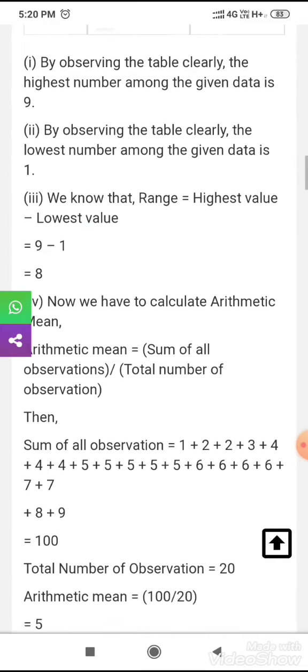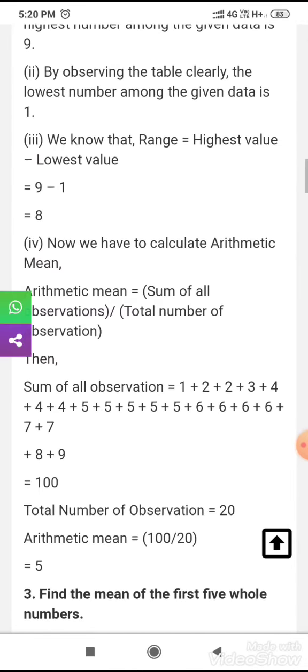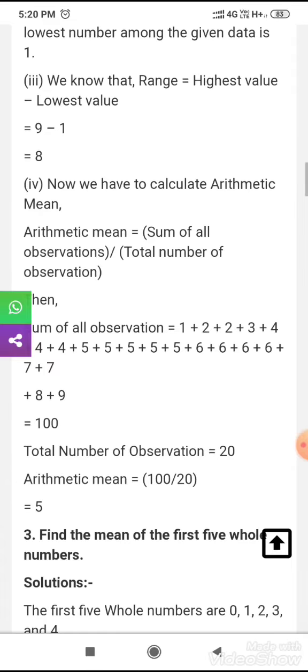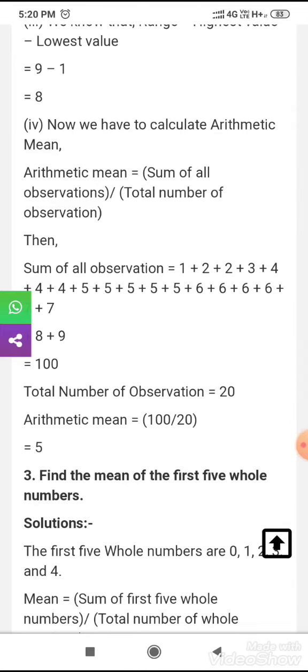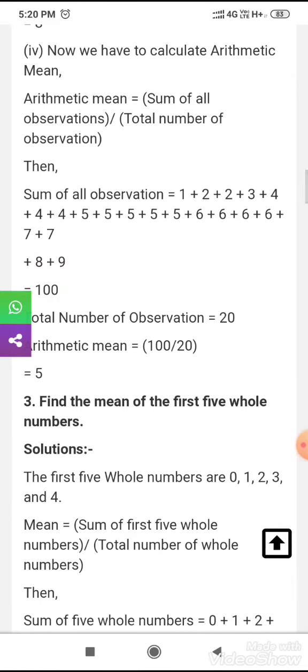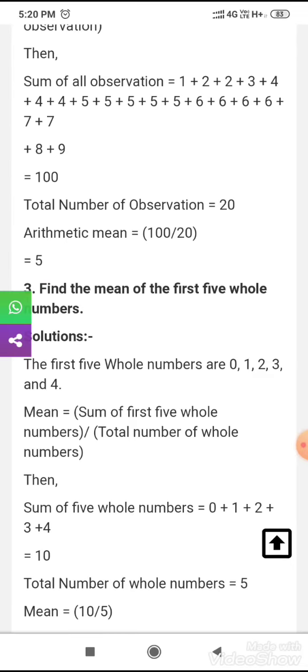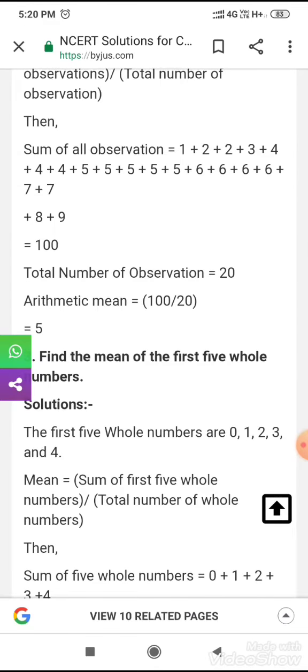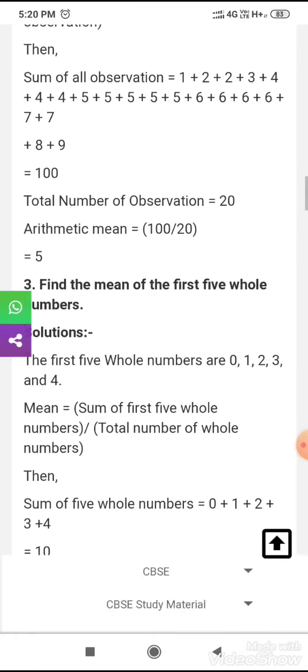In the fourth part, we have to calculate the arithmetic mean of this data, and we all know arithmetic mean is equal to the sum of all observations divided by the total number of observations. First we add all the observations and the sum of all the observations is 100 and our total number of observations is 20. So its arithmetic mean is equal to 100 divided by 20 and our answer is 5.